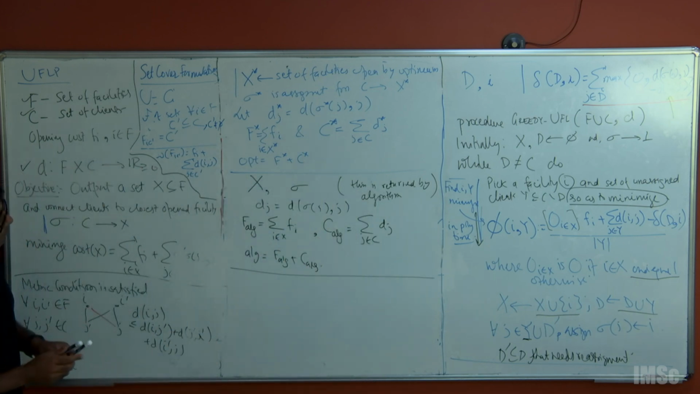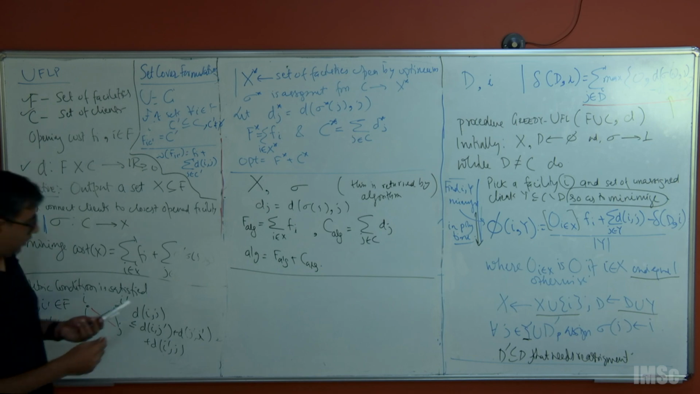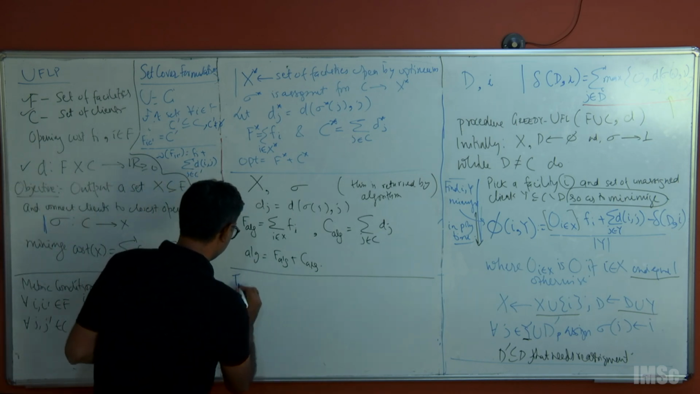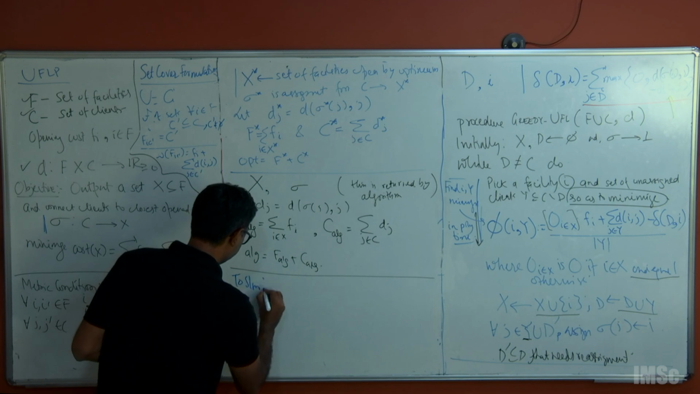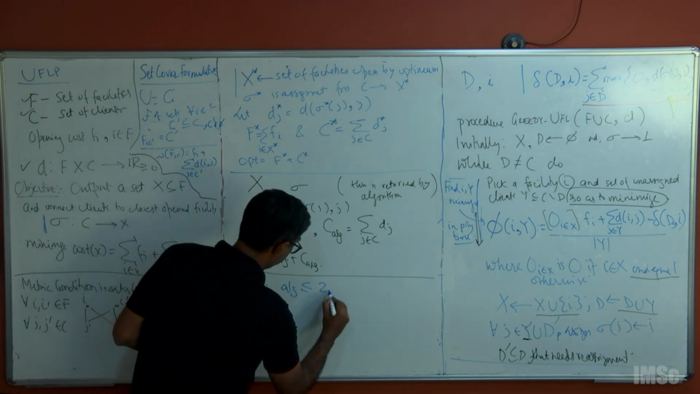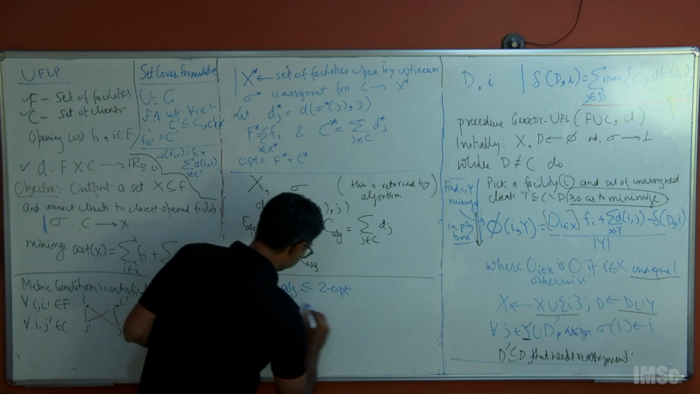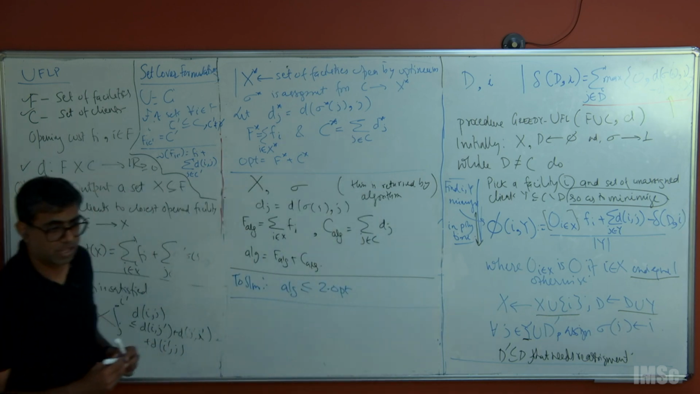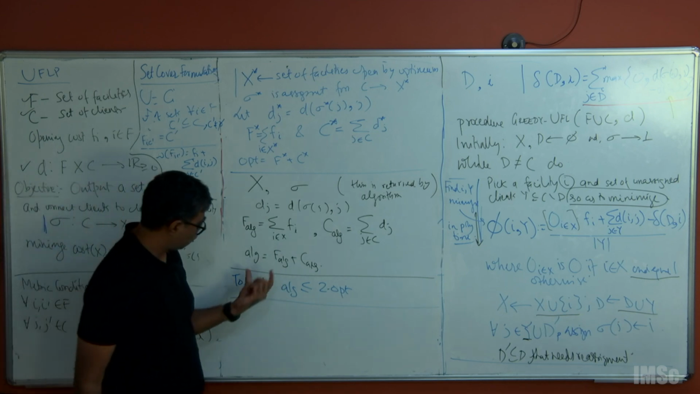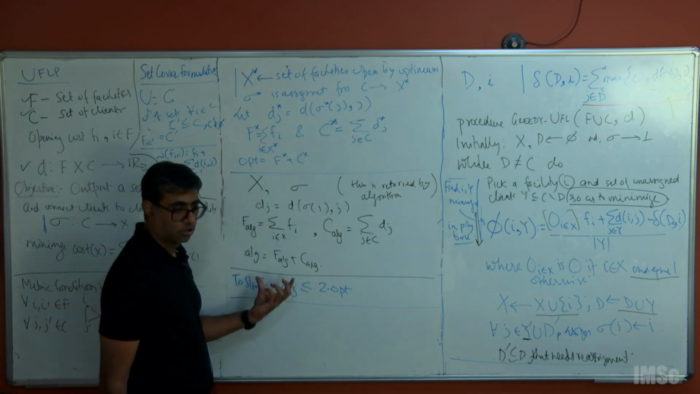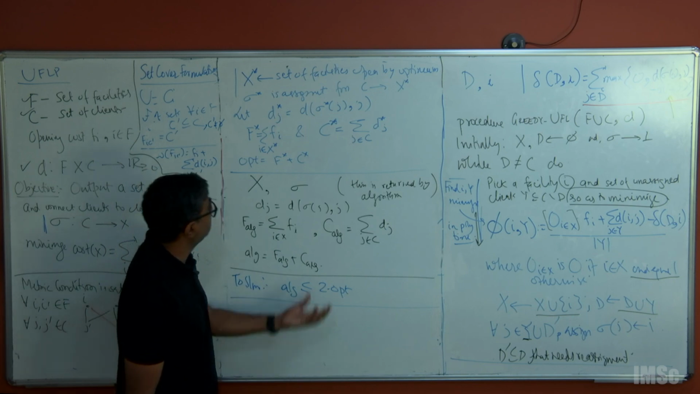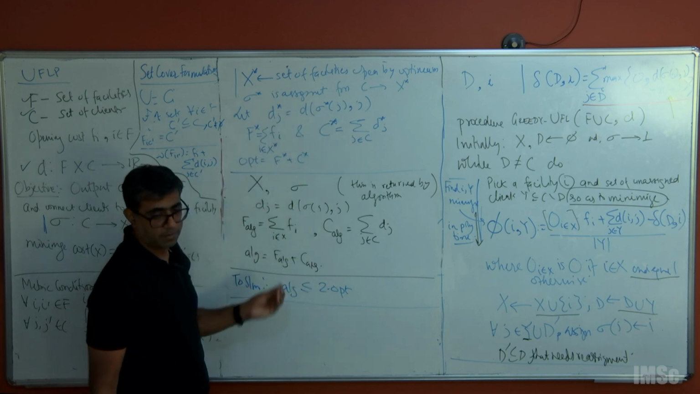Basically what we have to show is that alg is less than 2 times opt. So this is my objective at the end. Then I am able to show that this is a factor 2 approximation for my problem. If I show that alg, the cost of the solution returned by my algorithm, is at most 2 times the cost of an optimum solution, then we are happy.